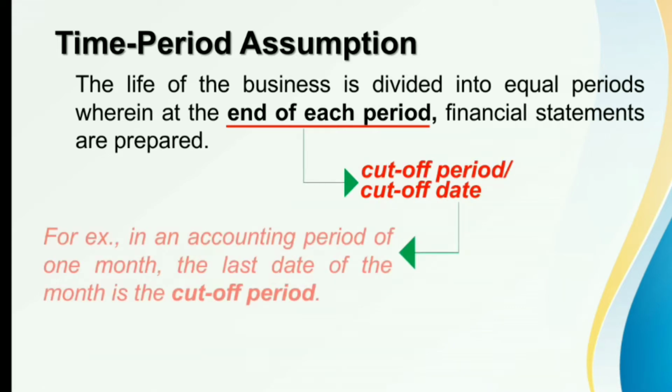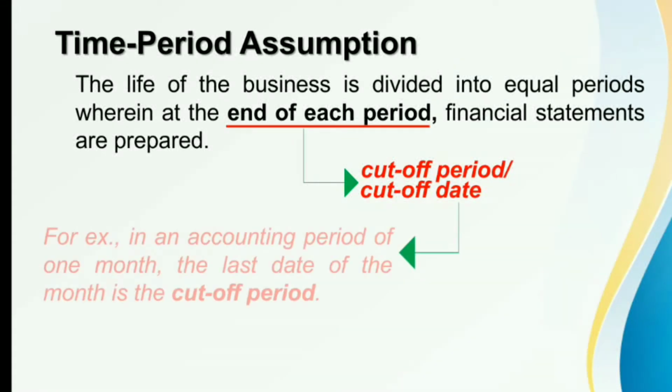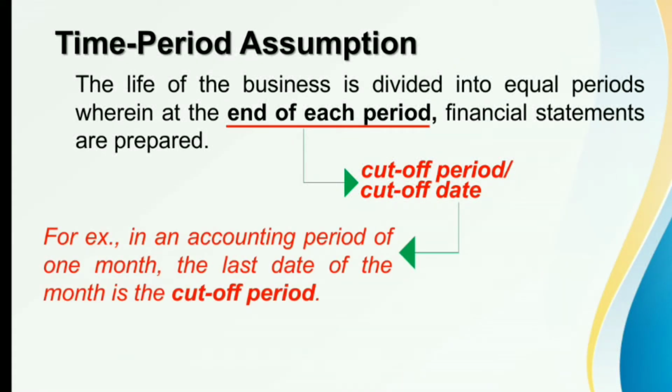This end of each accounting period is called by the accountants the cut-off period or cut-off date. In an accounting period of 1 month, the last date of the month is the cut-off date. Say for example, for the month of March, the cut-off date would be March 31. Hindi pwedeng March 27, March 28, 29, or 30. It should be March 31.